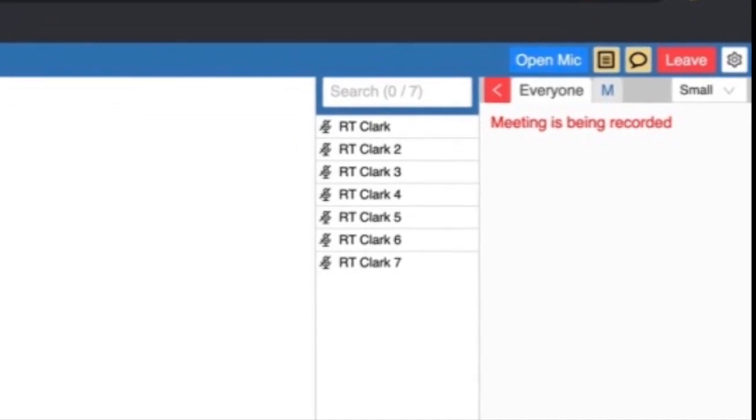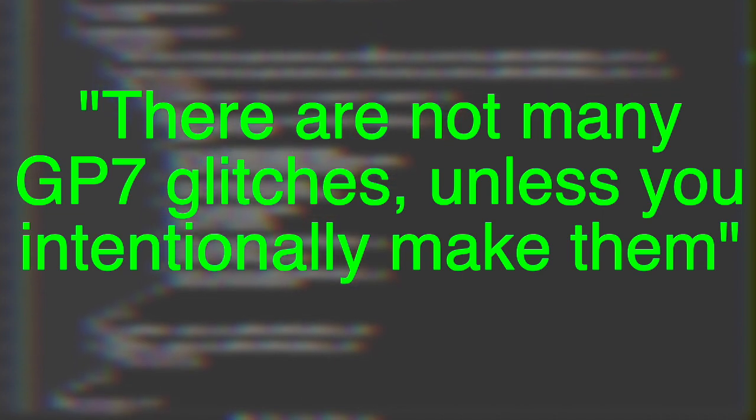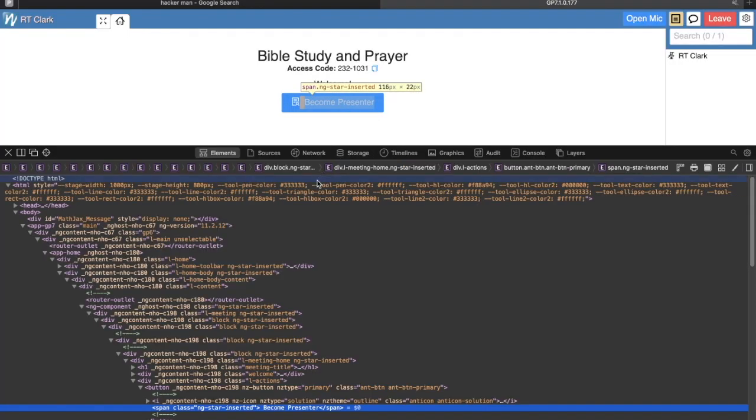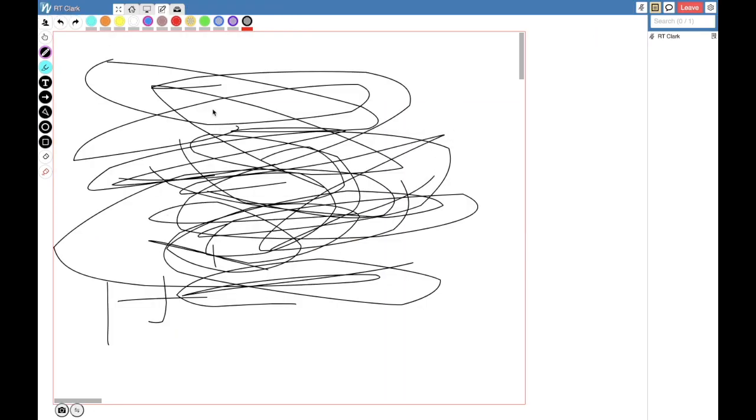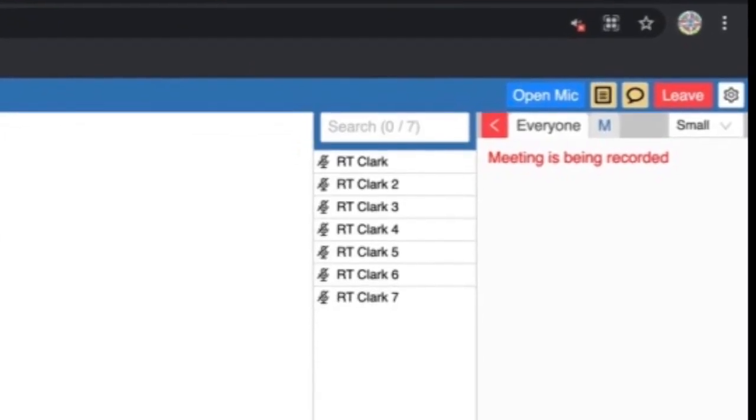Master Hacker made clear that there are not many GP7 glitches unless you intentionally make them. This statement does have some truth. Many TPSers, including myself, try to push GP7's limits, discovering newer and innovative hacks. These intentional glitches include stealing entire presentations, writing on the board when annotations are off, and duplicating, just to name a few.